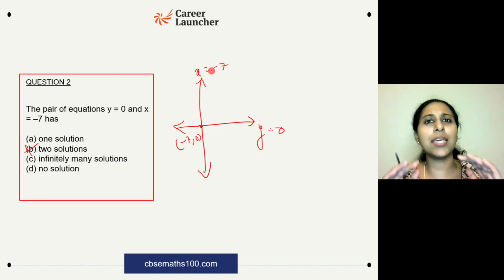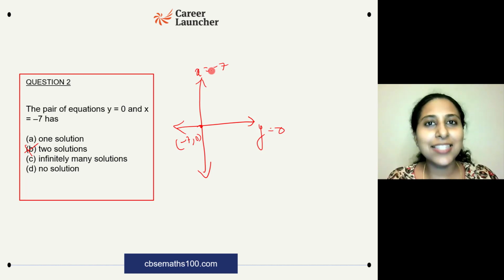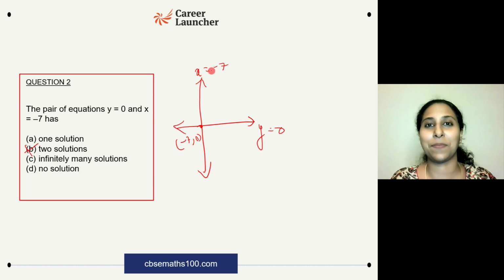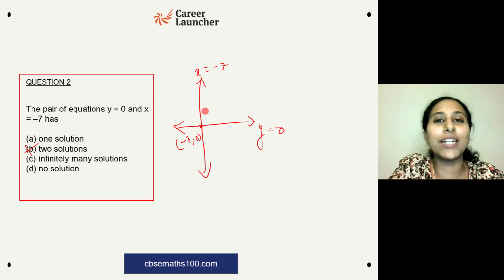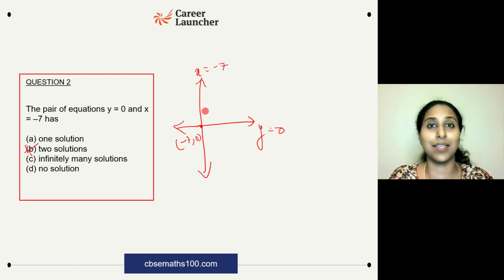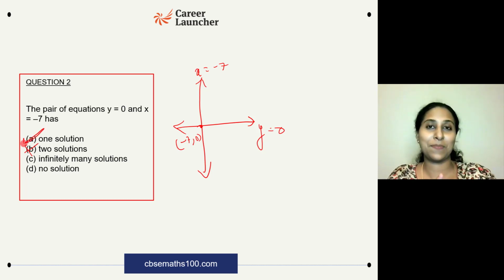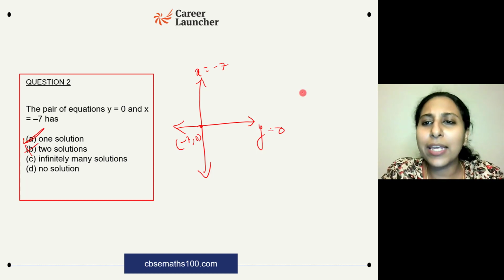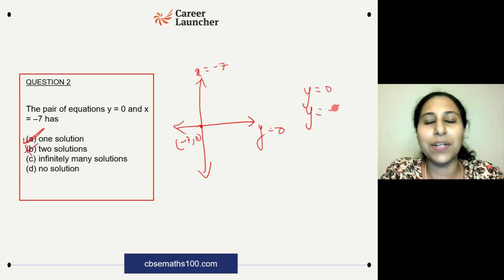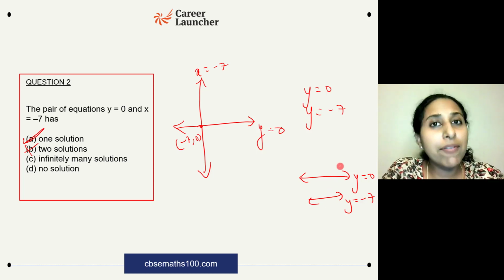Please remember this. Y equals any constant is going to be a horizontal line, and x equals a constant is going to be a vertical line. Now, when you have a horizontal and a vertical line, they are going to intersect, and hence the answer in this case would be one solution, because these are intersecting lines. What happens if you had y equals 0 and y equals minus 7? You would have two horizontal lines and these would be parallel. They would never meet. In this case, the answer would have been no solution.